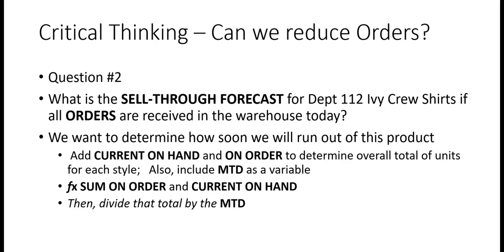So we're not just going to look at how quickly we are going to sell out of existing merchandise. We're going to look at combining the merchandise that is on order and is expected to deliver to our warehouse. In order to do this, we need to change a few variables in our data set and our pivot table. We're going to do a 2-step operation. We are first going to sum the on-order units and the current on-hand units, and then we're going to divide that by our month-to-date sales.